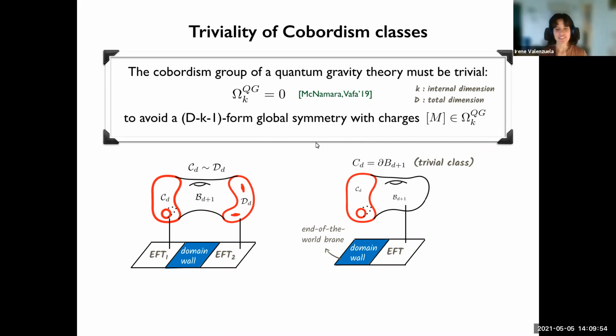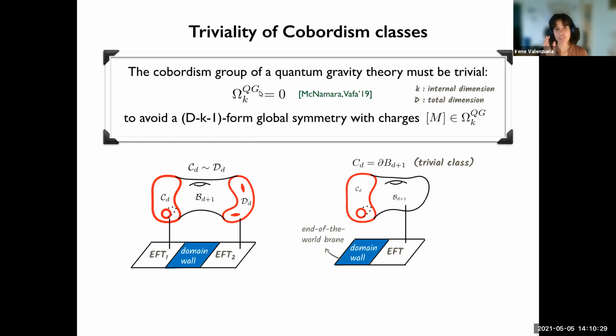Yeah, exactly. So when you compute this cobordism group, it matters the dimension of the manifold that you're considering, but also the structure. For example, you have some fermions and you have some spin structure, or you have fluxes, and many more things that you have to include. So when I put here quantum gravity, it means that you need to have enough defects in your theory to have a trivial cobordism group.